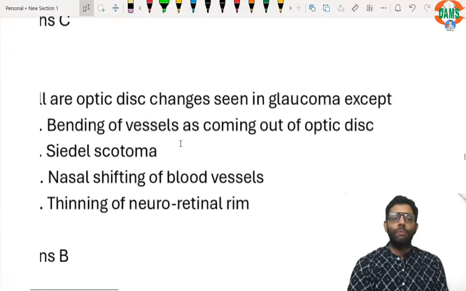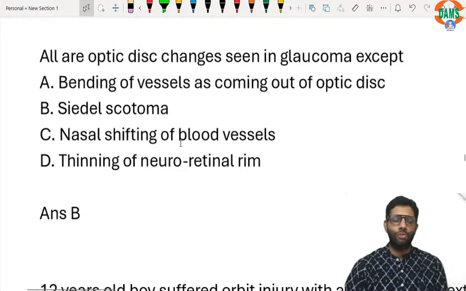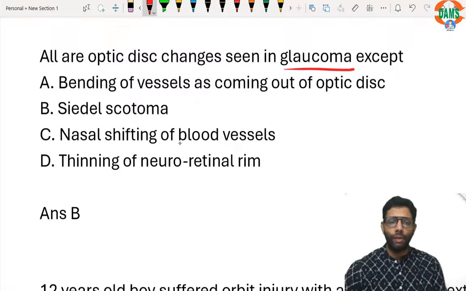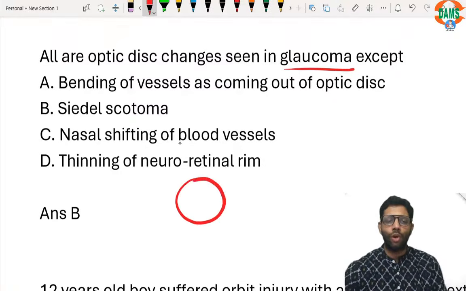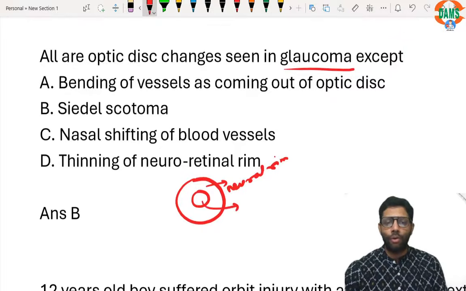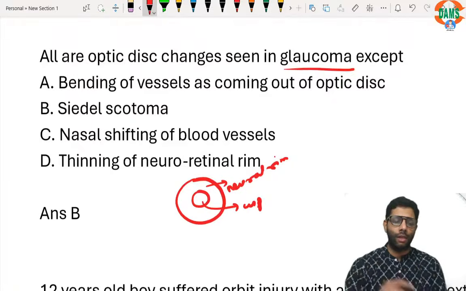Now I know many students must have answered this question wrong. Let us see how. The question was, all of the following are optic disc changes in a patient of glaucoma. Now in glaucoma, what happens if this is a normal optic disc? This is a cup. Cup is not a structure. The main thing is this neural rim, which is formed by the nerve fiber axons, and when it forms a depression, that is a cup.